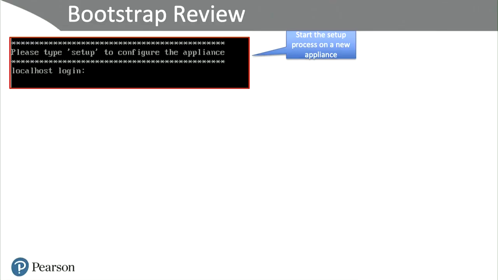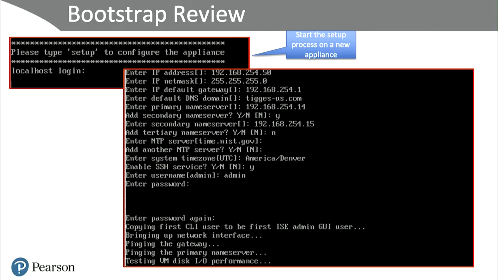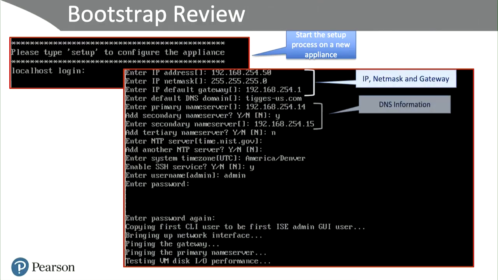So walking through that process, you're going to see that when the server boots up for the first time, it's going to pop up to a login prompt, and we simply just type setup. After that setup, we're basically going to run through the bootstrap process where I give it the IP address and netmask and gateway, the DNS information. This is critical. The server must be resolvable in DNS for a lot of the functions to work. So make sure you're always keeping this in mind when you're setting up your ISE deployment.